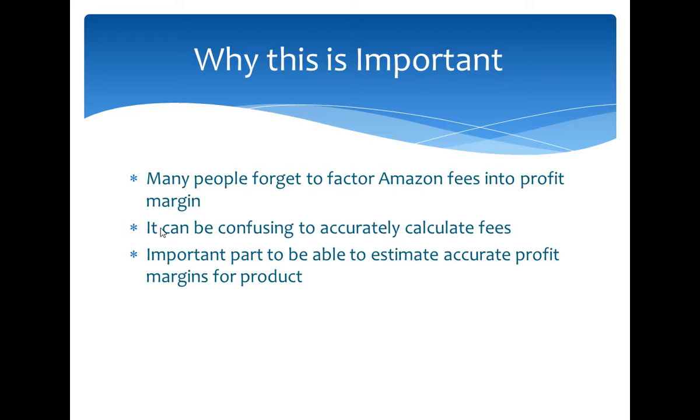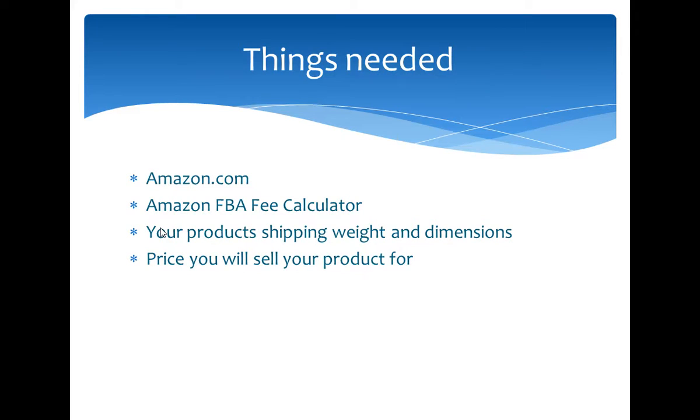So that's why I think it's important that you guys know how to calculate these Amazon FBA fees and how to do it accurately. The things needed to calculate these fees are Amazon.com, the Amazon FBA fee calculator, which is a really cool tool that I'll be showing you in a second how to use, and your product shipping weight and dimensions. You can just ask your supplier for these, and they should shoot you back an email letting you know what those are. And you need to know the price you are going to sell your product for.